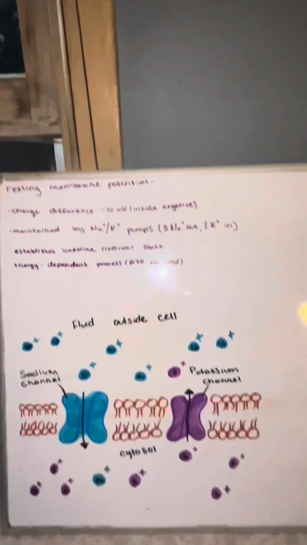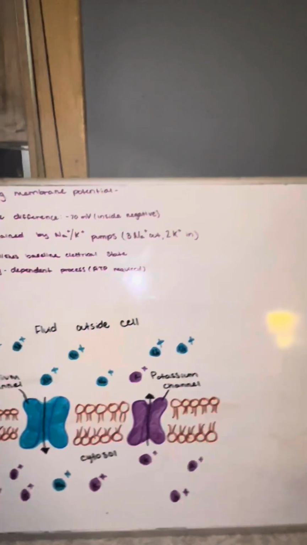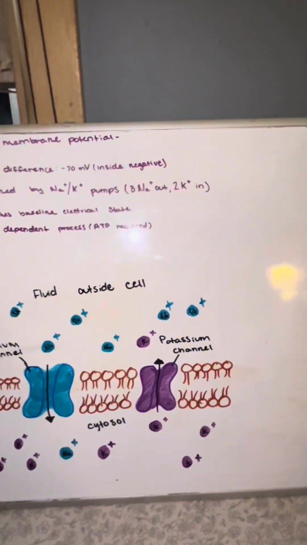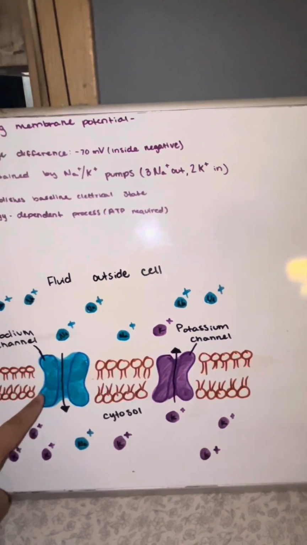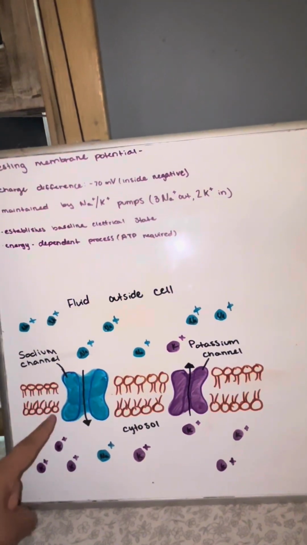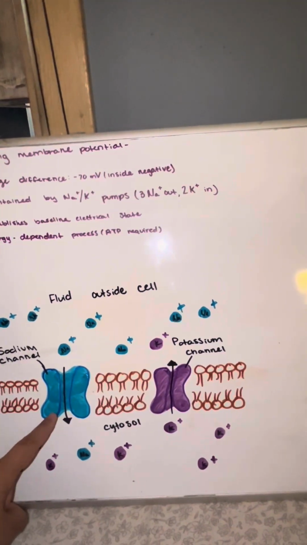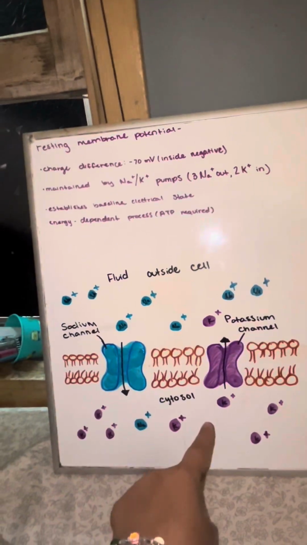So down here, I drew the membrane at resting potential. And this is where the sodium ions are going to go out, and this is where the potassium ions are going to go in.